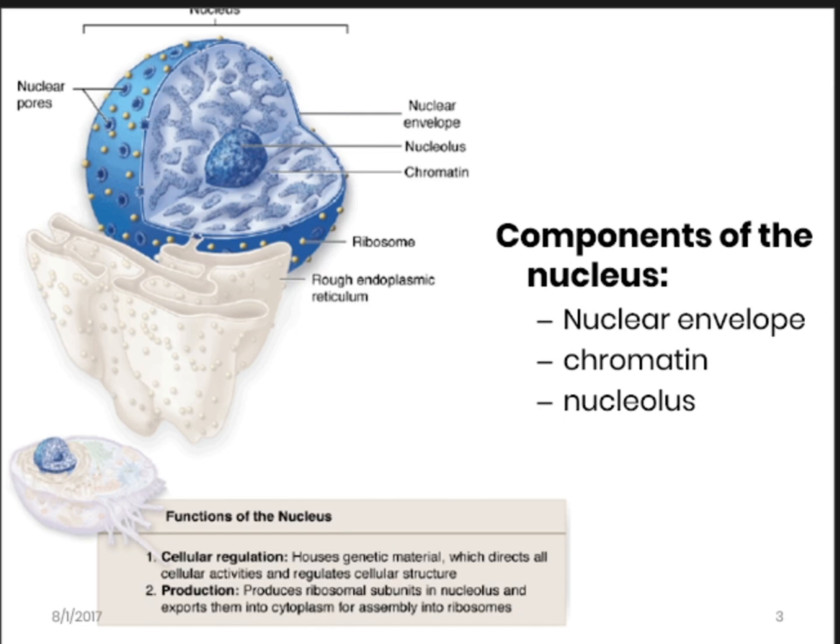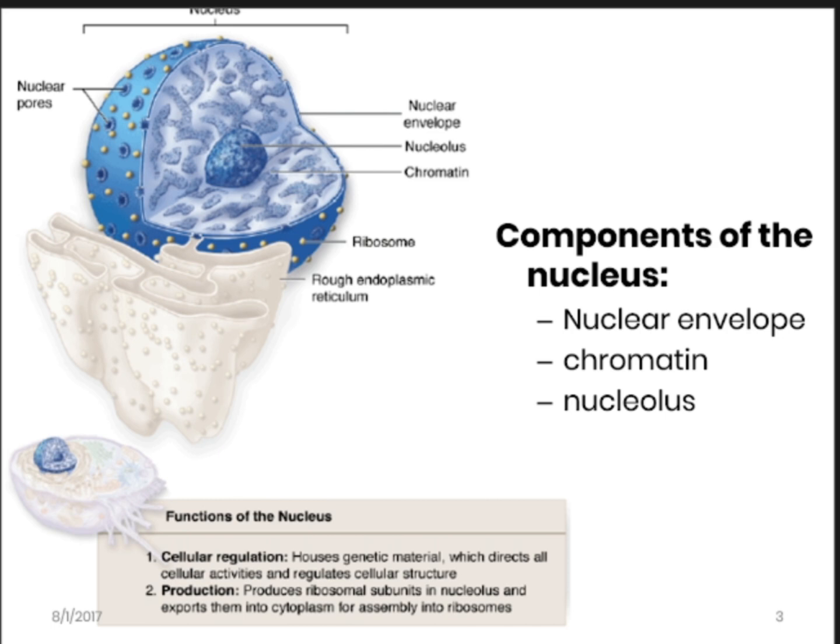We have three main components of the nucleus, namely the nuclear envelope, the chromatin, and the nucleolus. The nuclear envelope is a double membrane structure that encases the nucleus. It serves as both a protective barrier and a selective gateway, like the plasma membrane, between the nucleus and the cytoplasm.